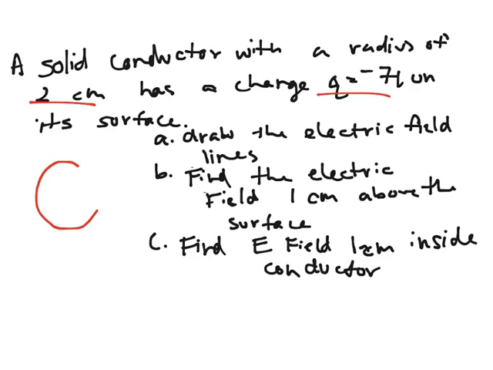So we have some solid conductor. I like to always assume it's a sphere. Otherwise, don't worry about it, it's not going to be that important. And you have -7 coulombs. Alright, and the first thing is draw the electric field lines.